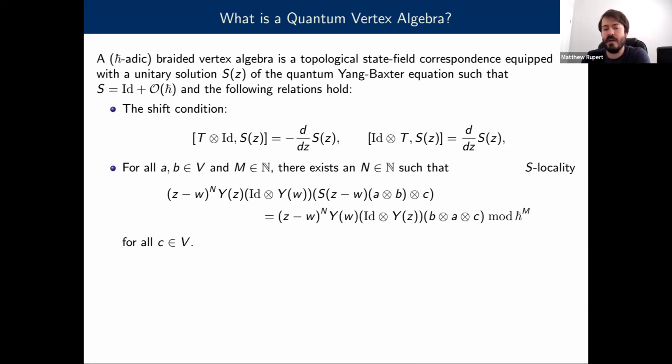Okay, and so a braided vertex algebra, or an h-adic braided vertex algebra, is a topological state field correspondence equipped with a solution of the quantum Yang-Baxter equation. And we want to choose them such that the scalar component with no h bar is the identity. And we impose a few restrictions. First of all, we want to have shift conditions that tell us how the translation operator commutes with S. And we have a deformed locality condition, which we'll call S-locality.